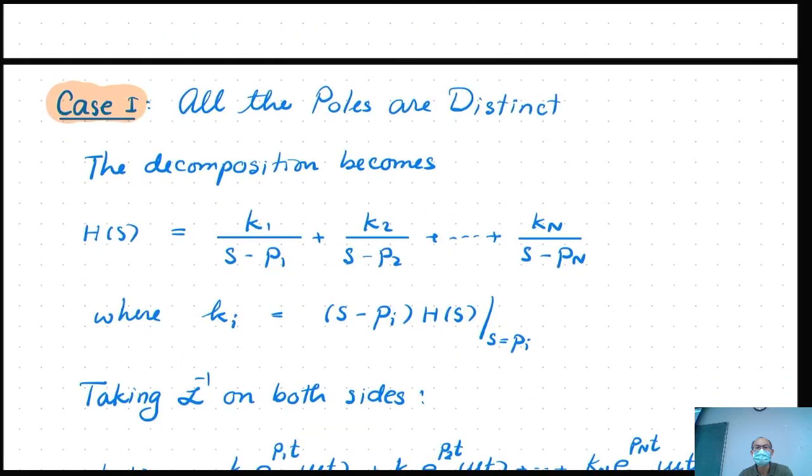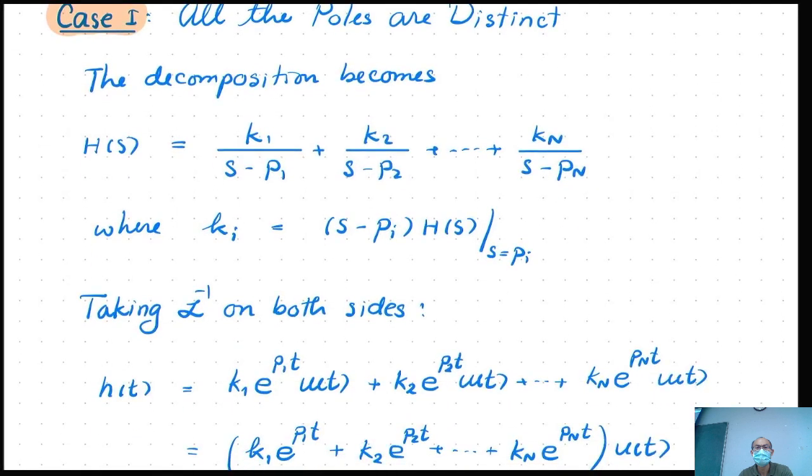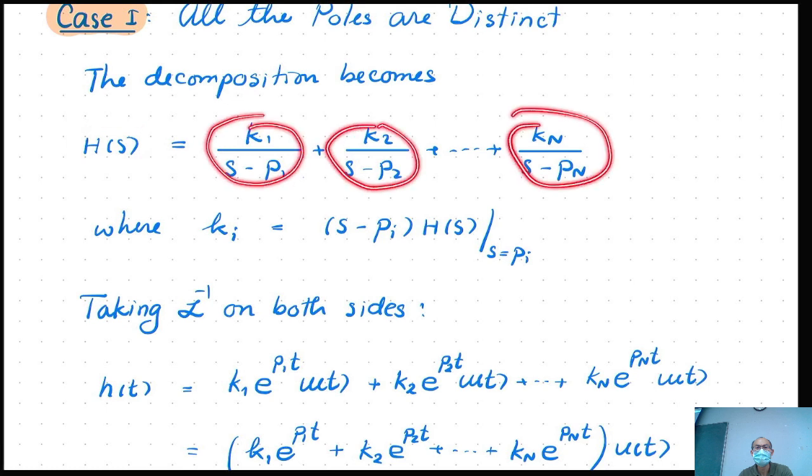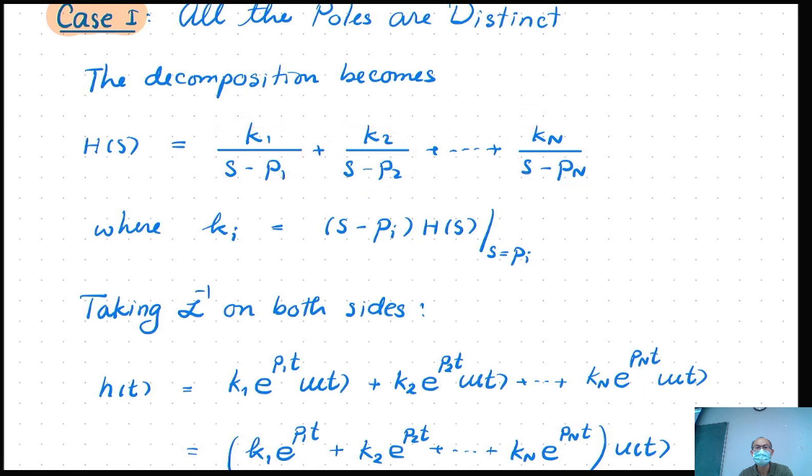In the first case, all the poles are distinct. When all the poles are distinct, we can do the partial fraction decomposition of the function that we want to take the inverse Laplace transform of, into terms. The number of terms is determined by the number of poles that are distinct. For example, here, P1, P2 through Pn are all distinct, so there are n terms here.